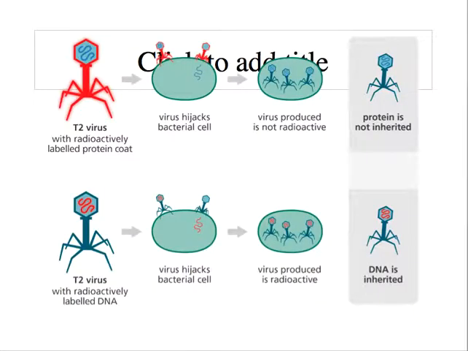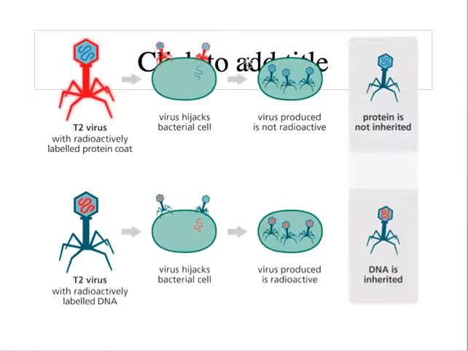Let's go to the next slide. Well, it's a little messed up, but it's all right. All right, so we have our first virus, and you see it's a bright red. Well, that bright red shows that that part is radioactive. So it has a radioactive protein coat, or it has a radioactive shell made of protein.